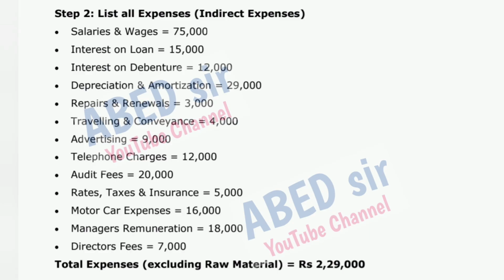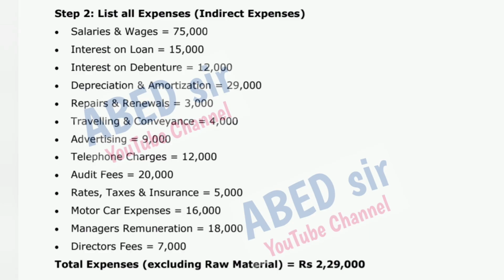Interest on debenture is equal to 12,000. Depreciation and amortization is equal to 29,000. Repairs and renewals is equal to 3,000. Traveling and conveyance is equal to 4,000. Advertising is equal to 9,000.